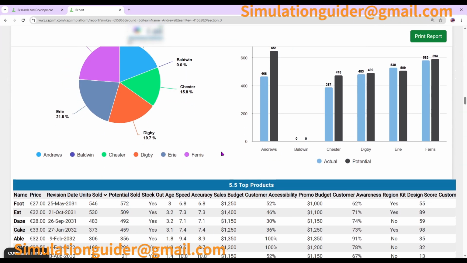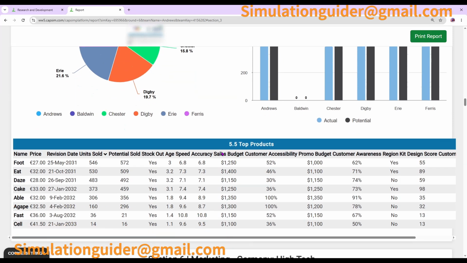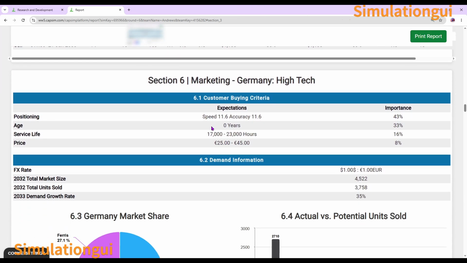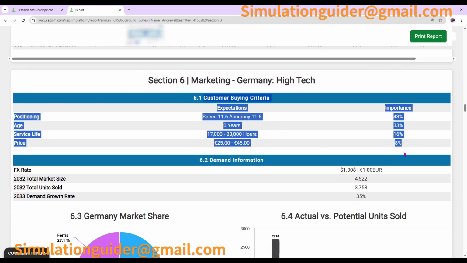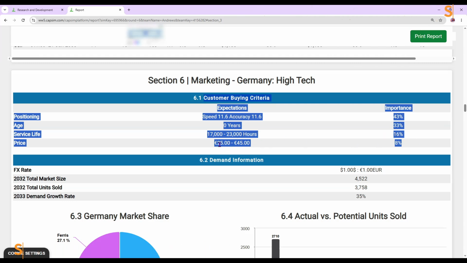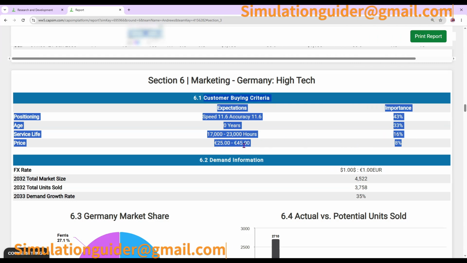Now to the high tech for the Germany market. This is what customers expect: positioning of speed 11.6 and accuracy 11.6 at 43% importance. 0 years for the age has 33% importance. Service life of 17 to 23,000 has 16% importance. And lastly, a pricing between 25 and 45 has 8% importance.